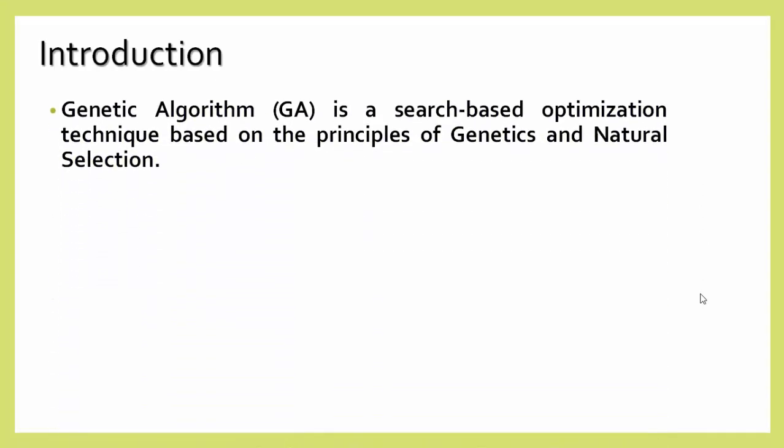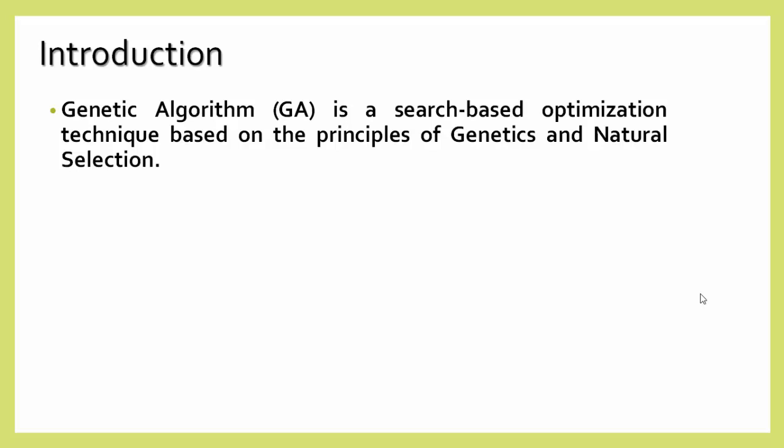So first of all, genetic algorithm is a search-based optimization technique based on the principles of genetics and natural selection. First of all, let me clear one thing, that genetic algorithm is mainly related to the biology section, in which different genetics processes are performed for producing a new and modified generation for better future.